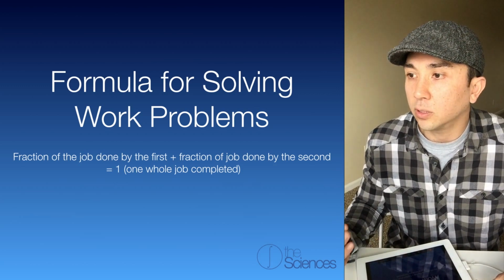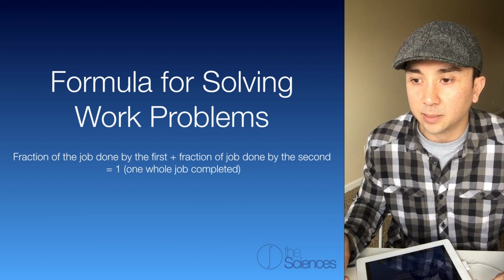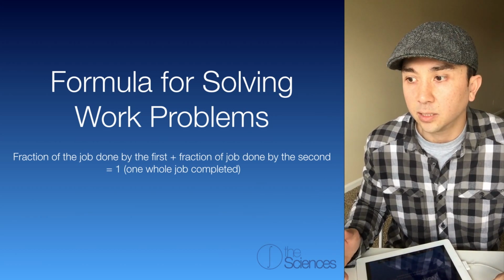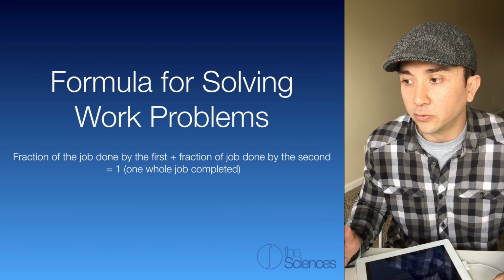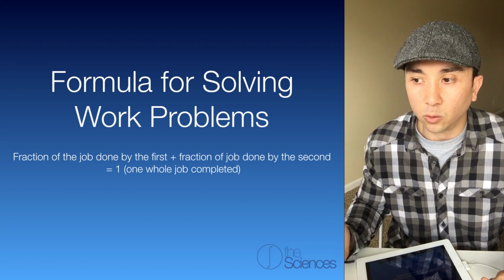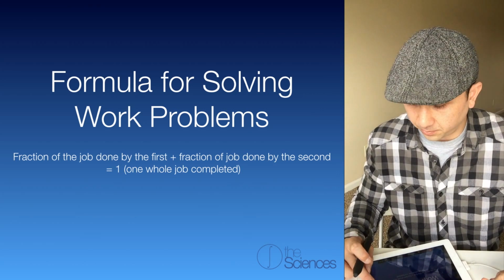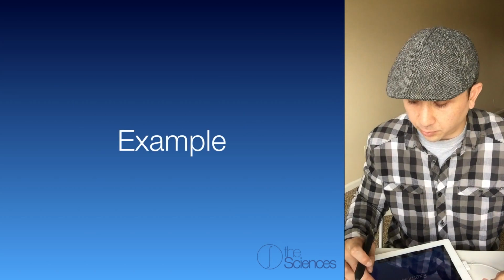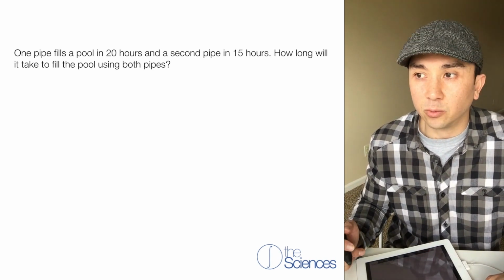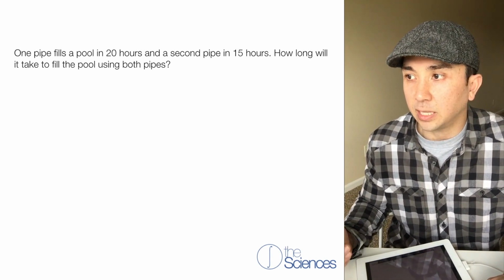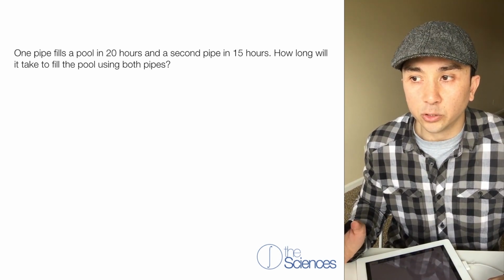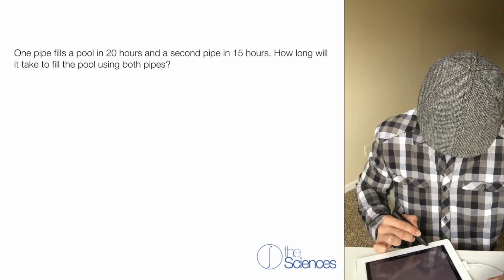Now the formula for solving work problems is the fraction of the job done by the first plus the fraction of the job done by the second, and you set that equal to 1, or 1 whole job completed. So let's do an example. One pipe fills a pool in 20 hours, and a second pipe fills it in 15 hours. How long will it take to fill the pool using both pipes?